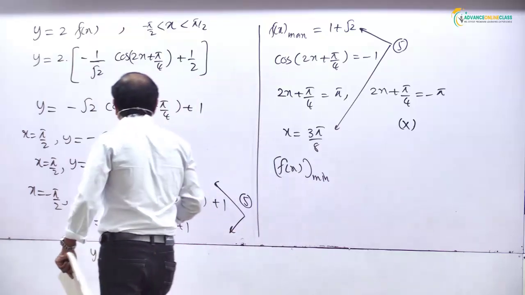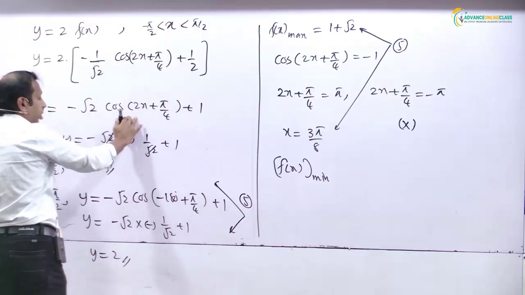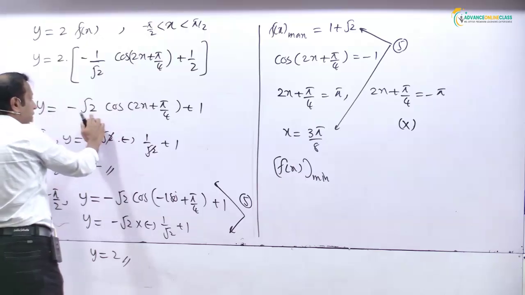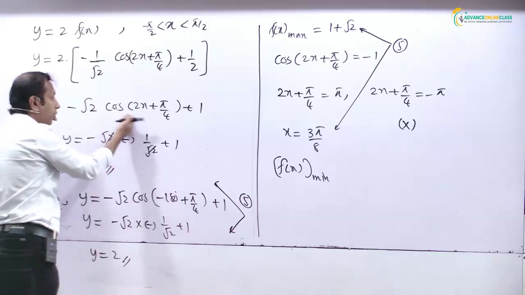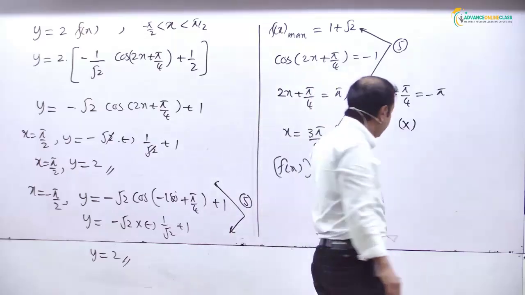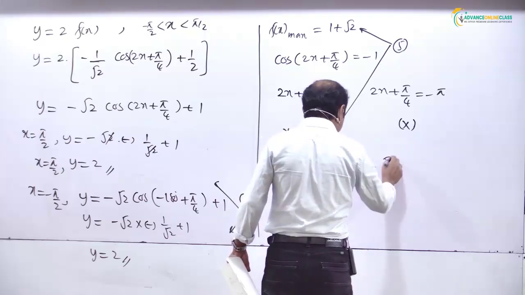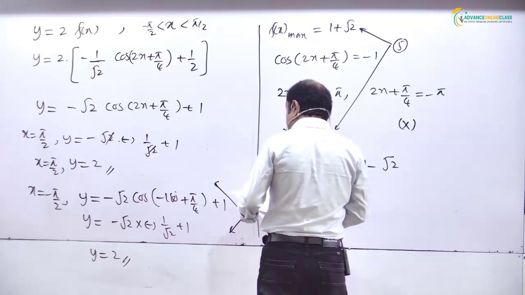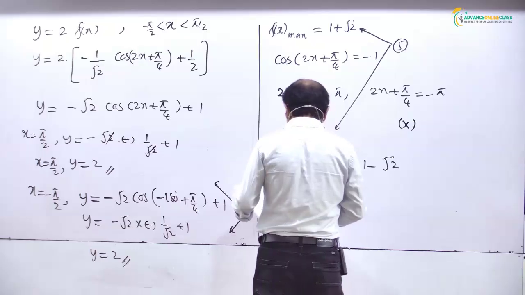For f(x) to be minimum, okay, 1 minus something, then the answer y should be minimum. Then this subtracting amount should be maximum. For the subtracting amount to be maximum, this cos(2x + π/4) should be maximum. Its value is 1. Then y minimum is what? 1 minus root 2. Correct, no? 1 minus root 2, yes.